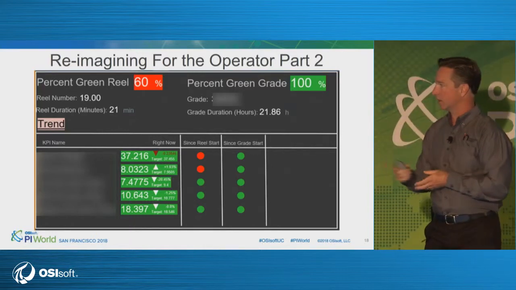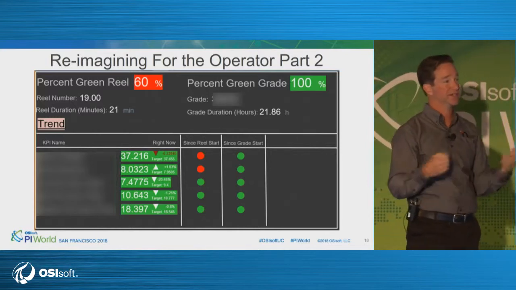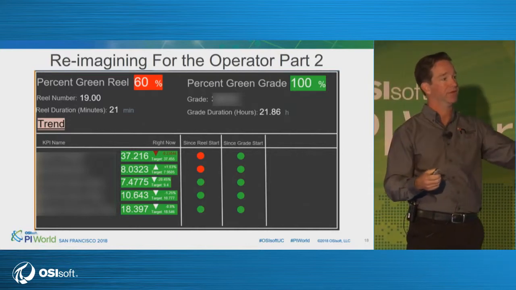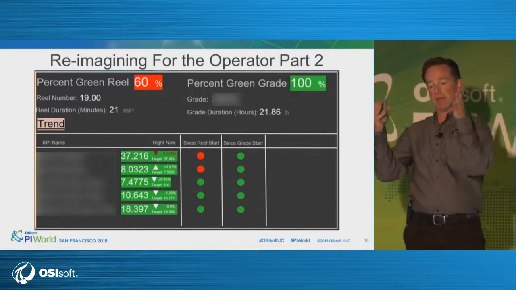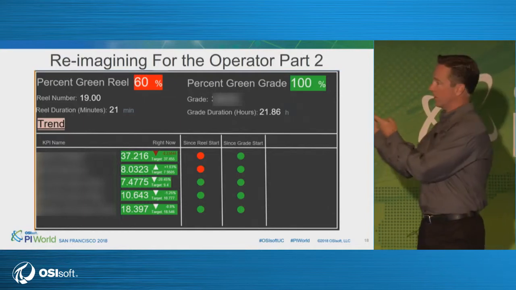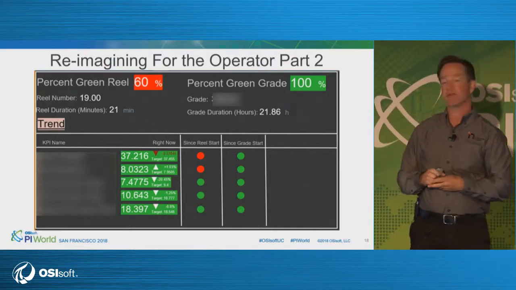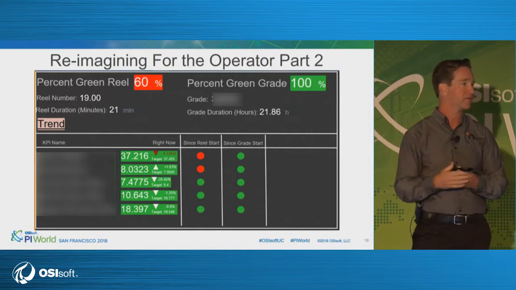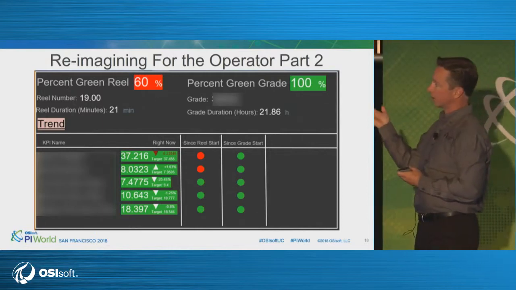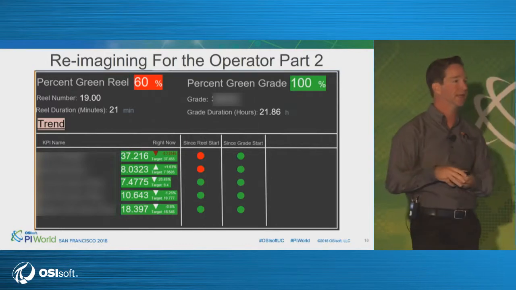Then the first column, since the reel started, you'll see 3 out of those 5 are green. So that's just the average of that value since I started the reel. Again, we're doing the analytic to figure out when we started the reel. And then we say, okay, has it been within limits since we started the reel? And that was 21 minutes ago in this particular case. That rolls up to the percent green for this reel is only 60%. 3 out of 5 are good. And then since the grade started 21.86 hours ago, everything's in compliance, so therefore you're 100% green on your grade.